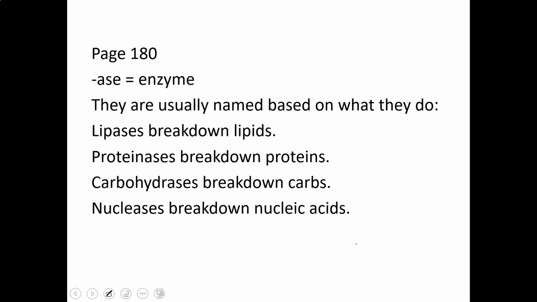All right, after that, page 180 starts to talk about the chemical breakdown of food. So a thing to know, anytime you see a word that ends in ASE, that means it's an enzyme, and usually what comes before that ASE tells you exactly what that enzyme does. So for example, lipases, it's an enzyme that breaks down lipids. That's an enzyme that breaks down proteins. That's an enzyme that breaks down carbs, and these are enzymes that break down nucleic acids. And so they really did try to name these nice and easy. That's going to get more complicated though as we go through.